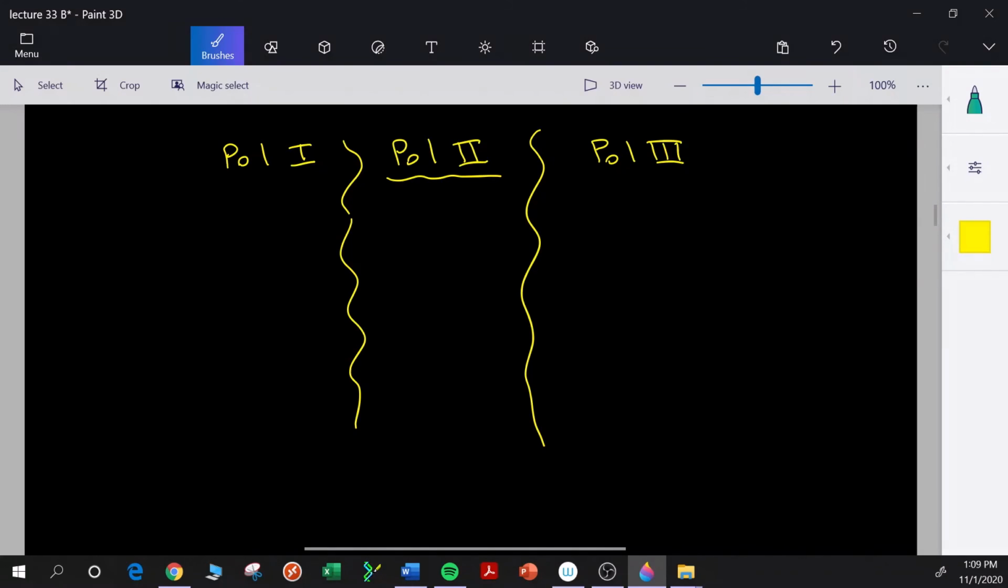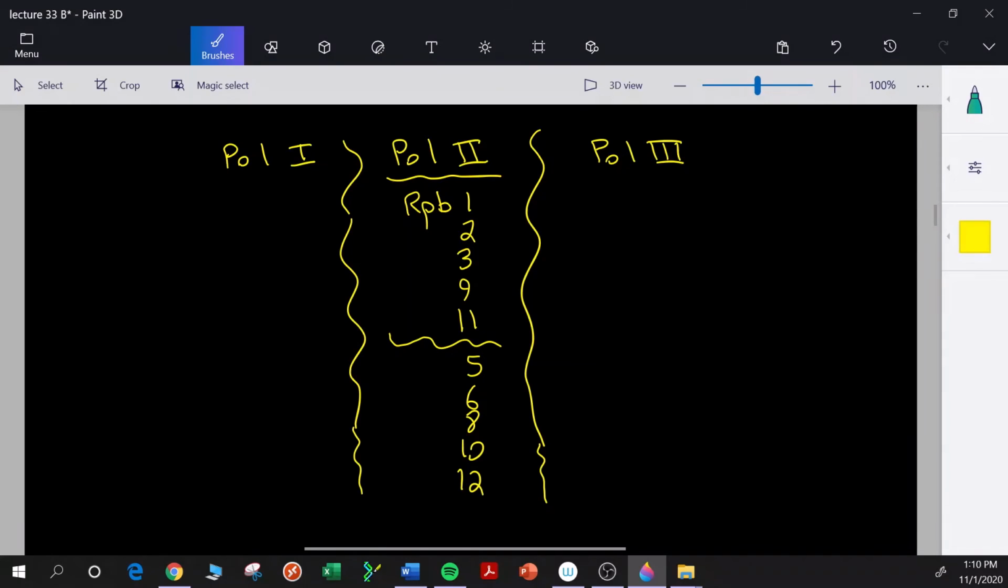RNA polymerase 2 has a 10 subunit core, and all of the subunits are named like this, RPB1. I'm going to go out of order here, and I'll explain why in a moment. So 1, 2, 3, 9, and 11. That's 5 of the subunits of the 10 subunit core. And then we have RPB 5, 6, 8, 10, 12. These are all protein subunits.